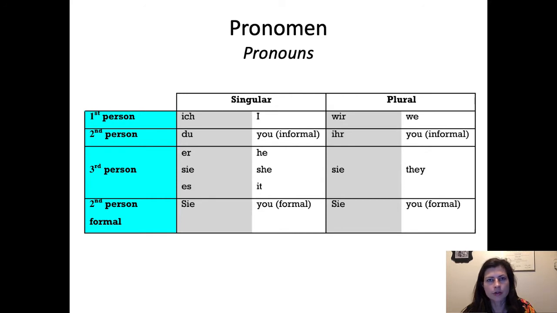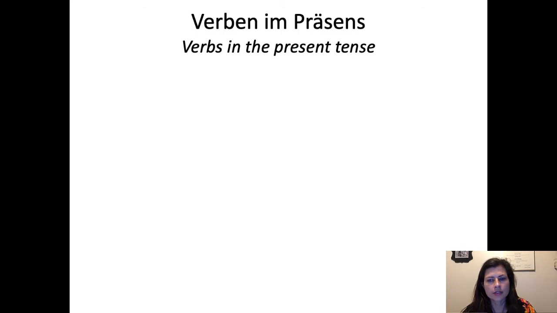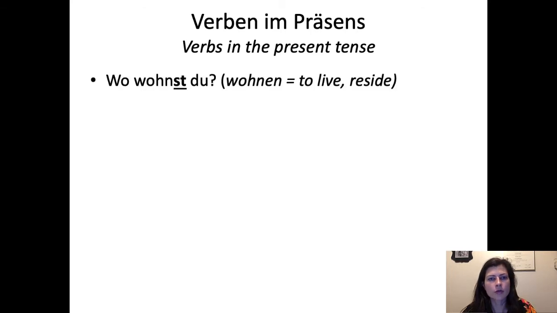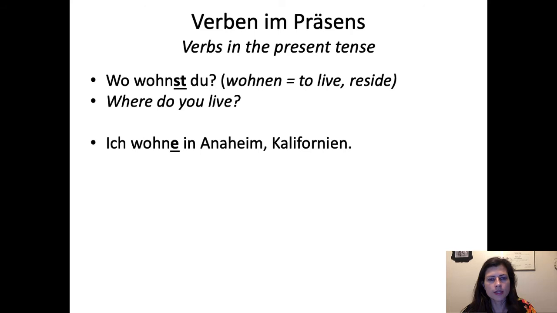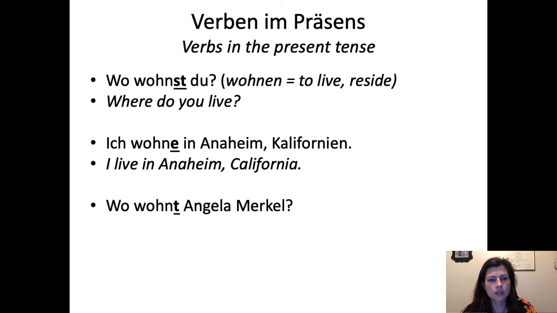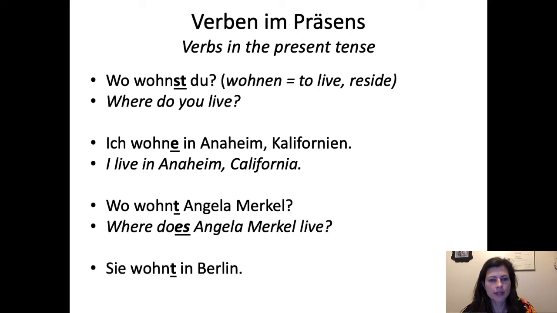So let's look at some verbs in the present tense to help us remember what we're doing with these pronouns in the nominative. So for example, wo wohnst du? Where do you live, right? Du wohnst. Wo wohnst du? You informal. Ich wohne in Anaheim, California. Ich is an I, right? And then we've got, wo wohnt Angela Merkel? Where does Angela Merkel live? And then sie wohnt. So we've taken Angela Merkel and replaced the full name with just the pronoun, sie wohnt in Berlin. Sie wohnt in Berlin.